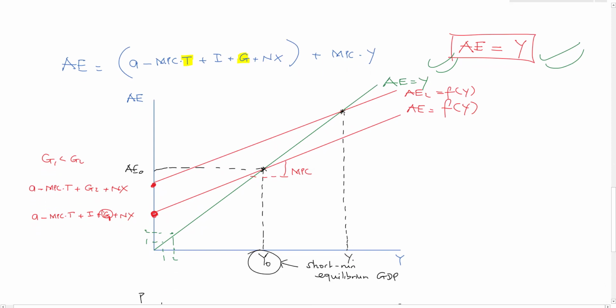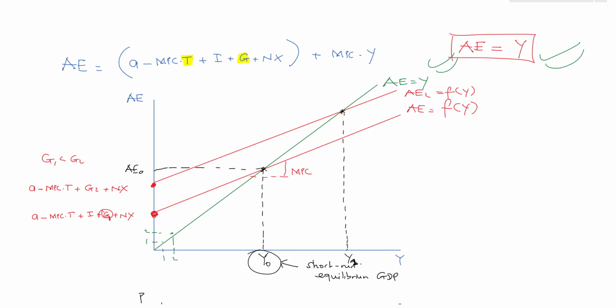And this means that we are now producing a higher level of GDP. Let's call this Y1. And that's what a government would want to do. If there's a recessionary gap, they would try to increase spending in order to increase GDP.